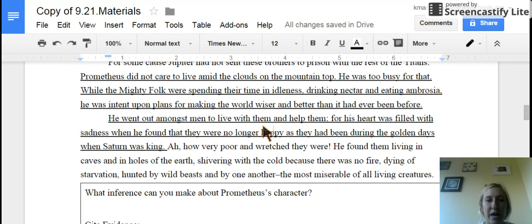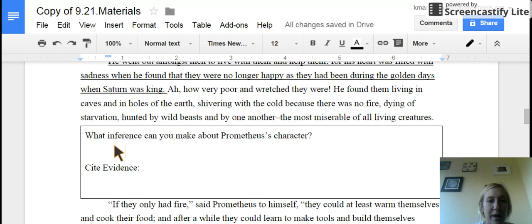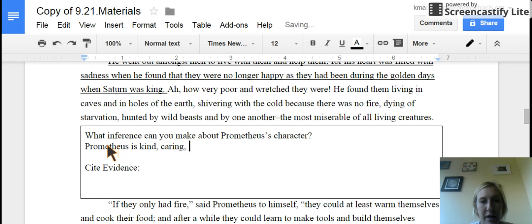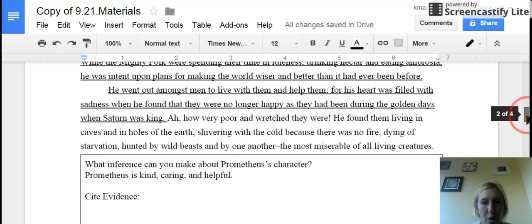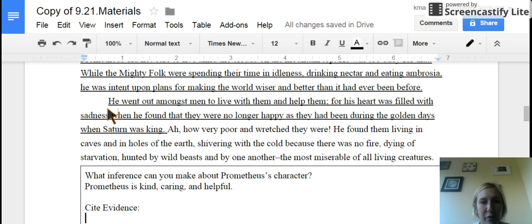Again, I'm going to underline that because this is telling me about Prometheus's character, that he wants to live among men, help men, and that his heart is filled with sadness because they were not happy. So what inference can we make about Prometheus's character? Prometheus is kind, caring, and helpful. And my evidence is going to be that last piece when he said he went out among men to live with them and help them, for his heart was filled with sadness when he found out that they were no longer happy.